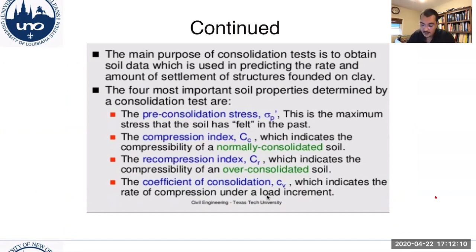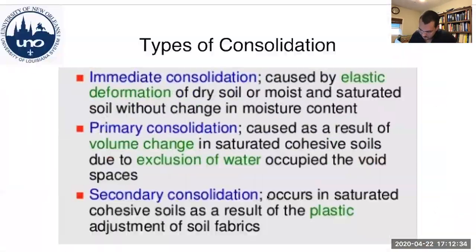And we do that by, if you remember, we said we have a C sub C, which is a compression index, and we have a C sub R, which is a recompression index. So C sub C is for compressibility of the soil, and C sub R is the rate of the compression for over consolidated soils.